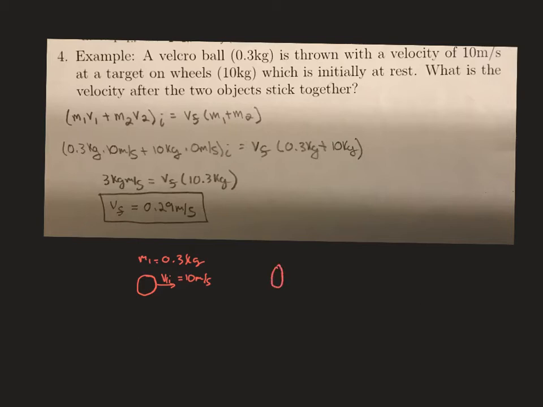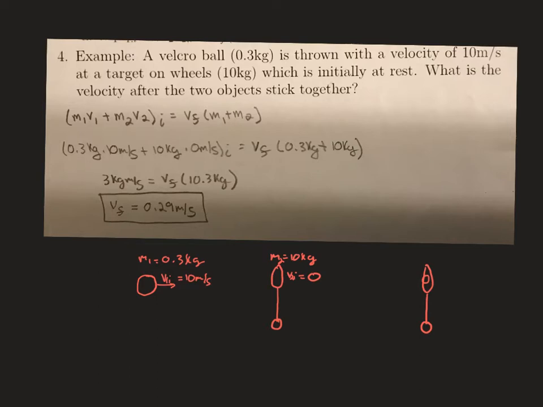And that ball is going to hit a target on wheels that's initially at rest. So we're going to draw a target here, and this target has some wheels at the bottom of it. And it has a mass of 10 kilograms, so we'll make that object 2. And its initial velocity is equal to 0. The objects are then going to collide, and they're going to stick together.